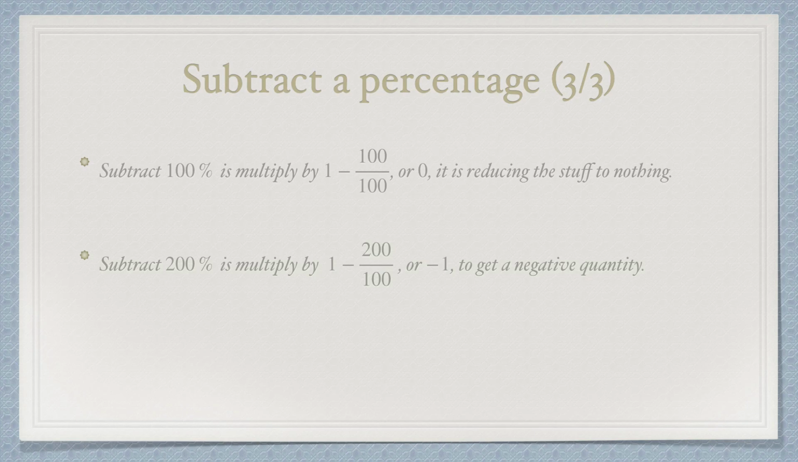And subtract 200% is multiplied by 1 minus 200 over 100, that is minus 1. So we get a negative quantity if it has a sense. And subtract 150% is multiplied by 1 minus 150 over 100 or minus 0.5 to get a negative quantity if it is possible.